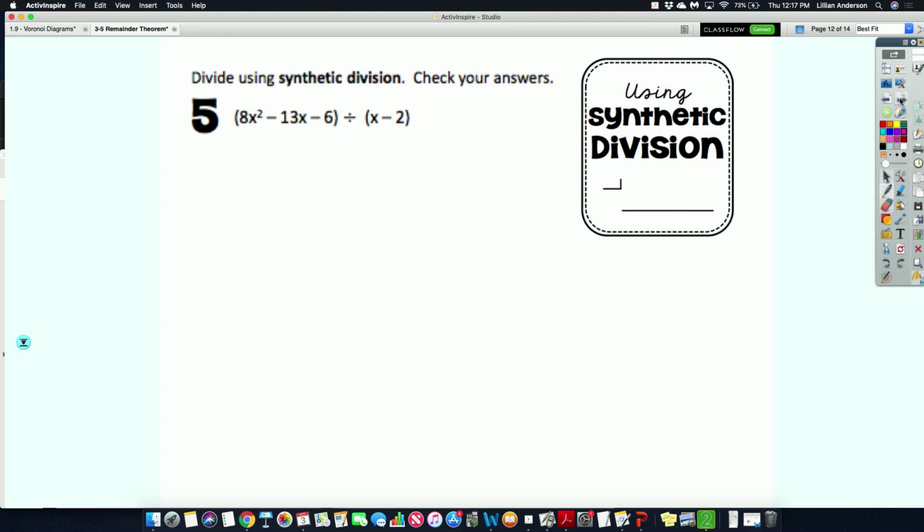Okay? This is where you have the backwards L, your line. Inside your backwards L is going to be your C. What's my C here? 2. Remember that comes from the divisor equals 0. And then beside the L, I'm going to put the coefficients of my dividend. So that's 8, negative 13, and negative 6. Again, if you are missing a term, when you start at x squared, if you're missing the x term or the constant term, you've got to plug in a 0 placeholder. Don't throw everything off if you don't.